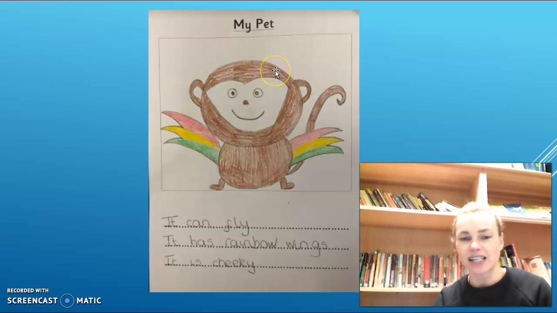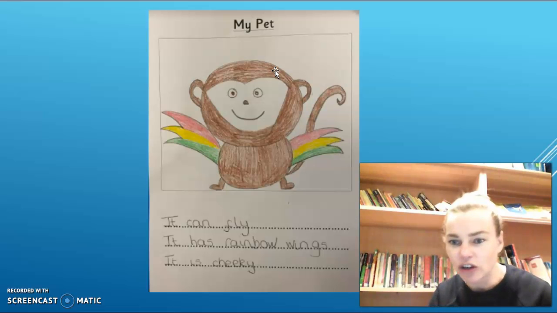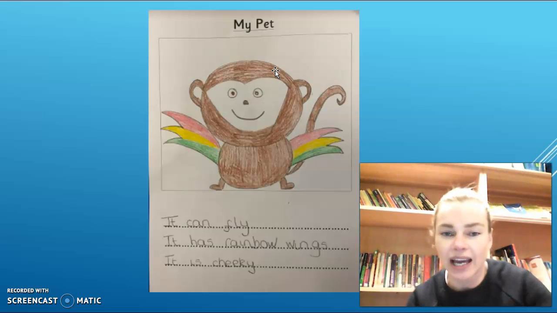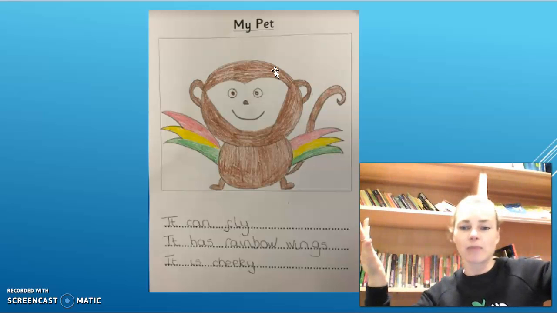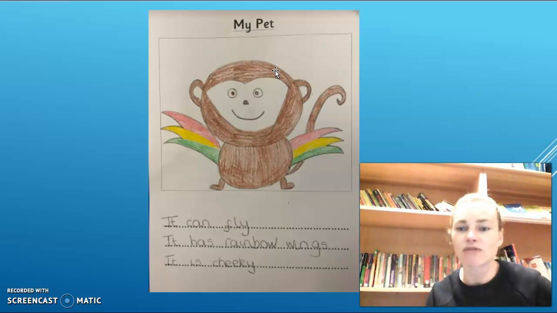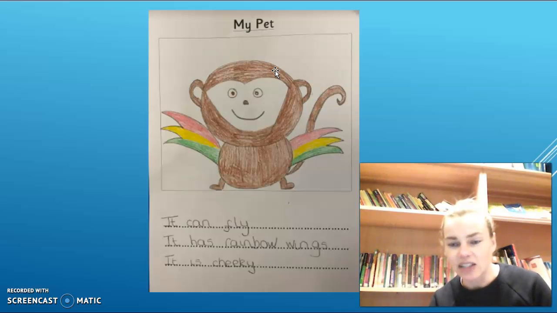So I have decided I would like to have a magical flying monkey. So I have drawn my monkey there and it has multicoloured rainbow wings. Then I've written some sentences about it. My sentences are, it can fly, it has rainbow wings, and it is cheeky.